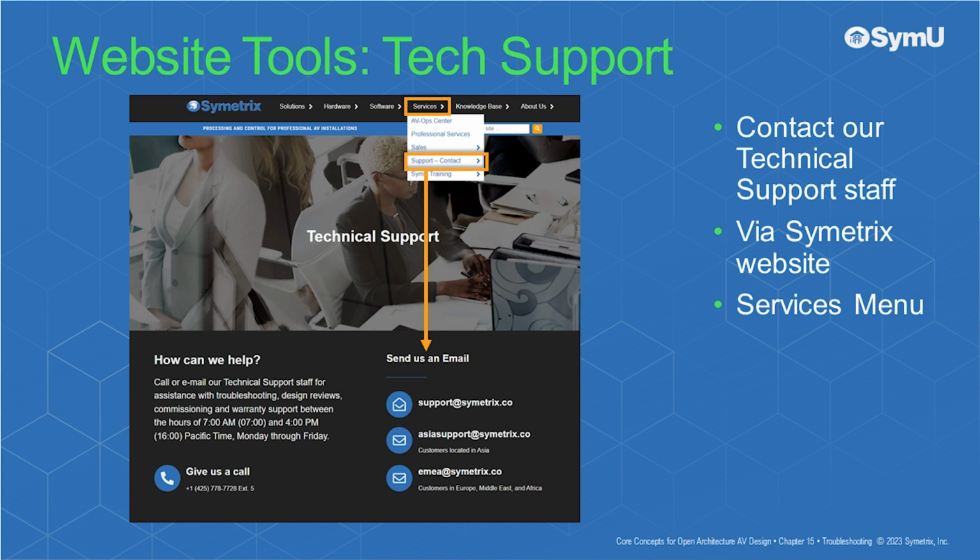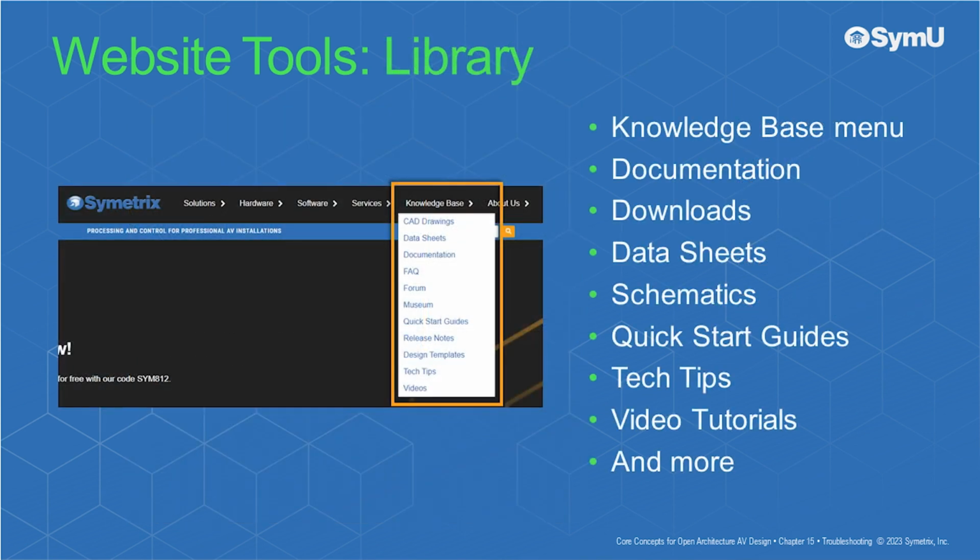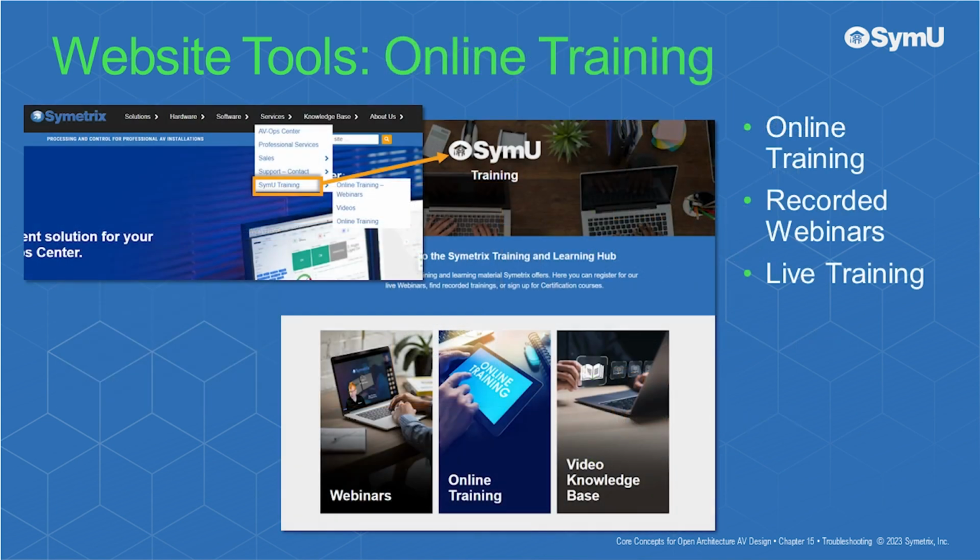You may contact our technical support staff on the Symetrix website via the Services menu and clicking on Support Contact. The Library menu provides access to an extensive knowledge base of documentation available for download, including datasheets, schematics, quick start guides, tech tips, and more. Tech tips and video tutorials are an excellent first place to start, as we are always adding more guides to our already extensive collection. Additionally, our online training links to both recorded webinars and live training signups, when available, are provided on our training page.